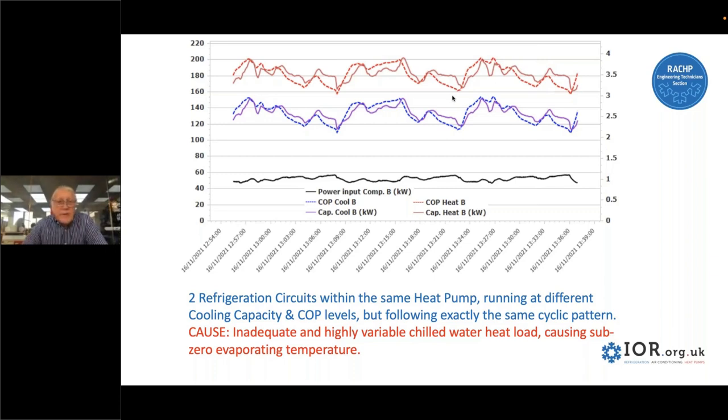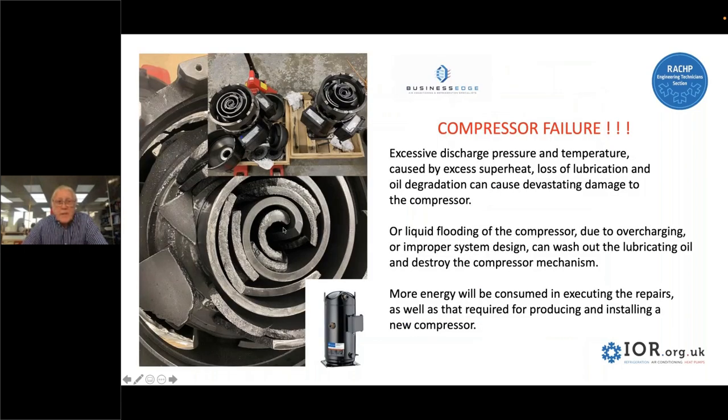And as a result of its suffering, this is the damage that the scroll compressors have experienced. So fractured scroll compressors, out of 12 compressors, 10 have actually failed at this installation.